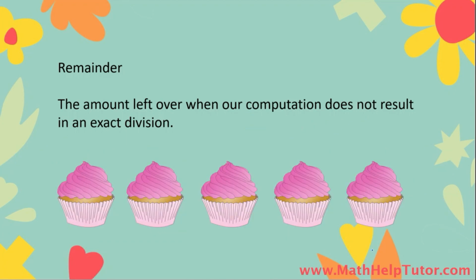Now let's see a more realistic scenario of remainders in division. Say we want to put chocolate chips on top of each cupcake that we bake. And you have a total of 17 chocolate chips and 5 cupcakes. How many chocolate chips can we put on each of our cupcakes? So this can be solved by division and can be represented by 17 divided by 5.